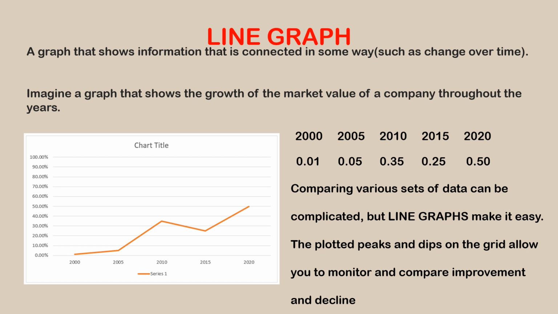A graph that shows information that is connected in some way is called a line graph. Let's take the given example. Imagine a graph that shows the growth of the market value of a company throughout the years. As you can see, the given graph shows the analytical growth of the company in between 5 years. In 2000, the company owns 0.01% of market value, and within 20 years, the company has grown to 50% of the market value. And in between 2010 and 2015, the market value slightly decreased.